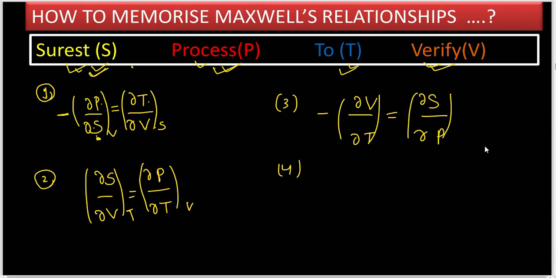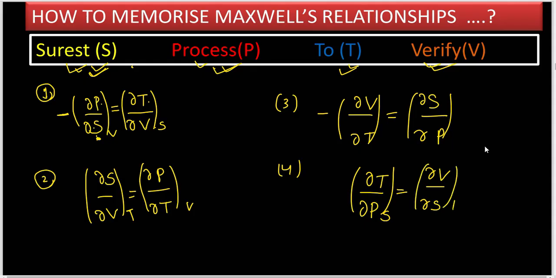For the fourth, start from the next position. Surest process to verify. Put del, and in the equal, the equal sign, with it this will be S, this will be P. You can check, these are the four Maxwell's equations. You can easily remember. So how to remember? For the first equation this will be the starting point, for the second this will be the starting point, for the third this will be the starting point, and for the fourth this will be the starting point.